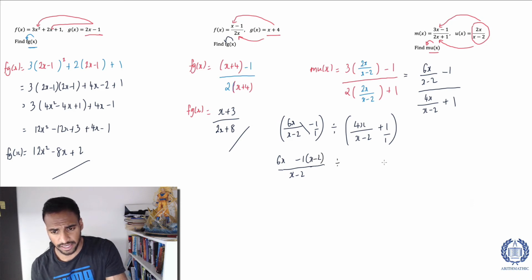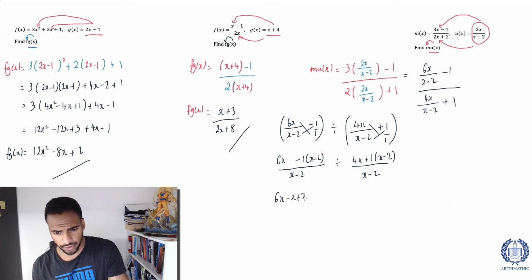Divided by, let's do the same thing for the next fraction. The lowest common multiple between x minus 2 and 1 is also x minus 2. Then we cross multiply. So 4x plus 1 times x minus 2, right? Because we're cross multiplying. So like this. So now we can simplify this. We have 6x minus 1 times x is minus x, minus 1 times minus 2 is plus 2, over x minus 2.